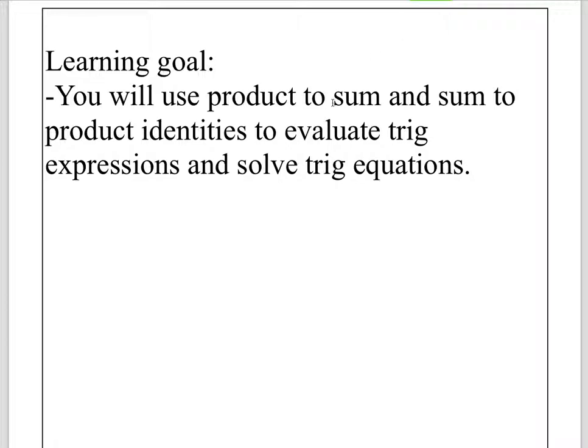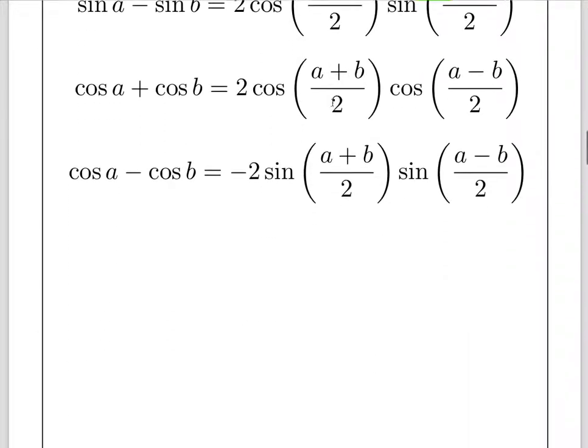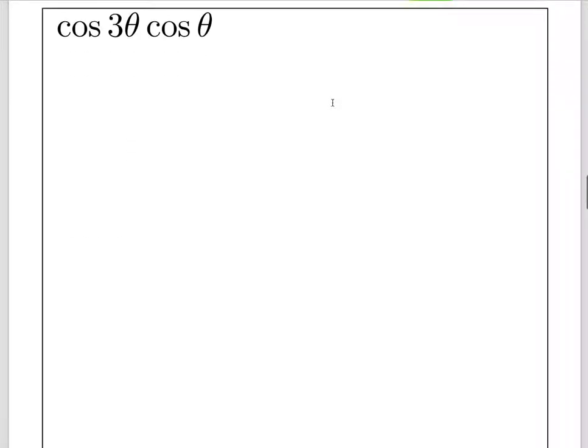Alright, so on the sheet I gave you, bottom right hand side, you've got the product to sum and the sum to product identities listed. So those are the ones we're going to use today. So here's our first problem.